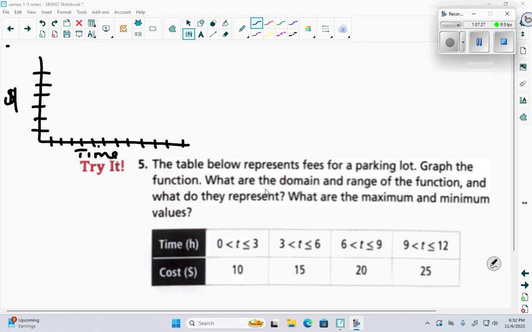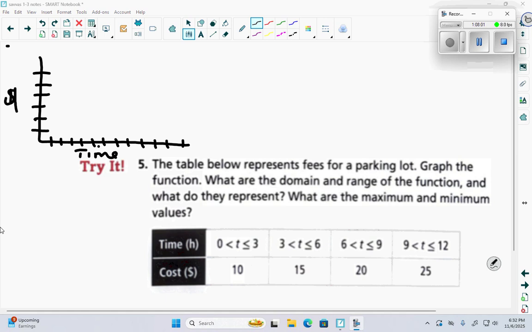So I just drew the chart to get started. The table below represents fees for a parking lot. Graph the function, say what the domain and the range of the function are, and what they represent. Time would be your bottom one. So time goes from 0 up to 12. So 0 would be here, 12. I made 12 hash marks going all the way across. And then the cost at the sides. To me, it looks like they go by 5s. So I did 5, 10, 15, 20, 25, 30. All right, so graphing our first one.